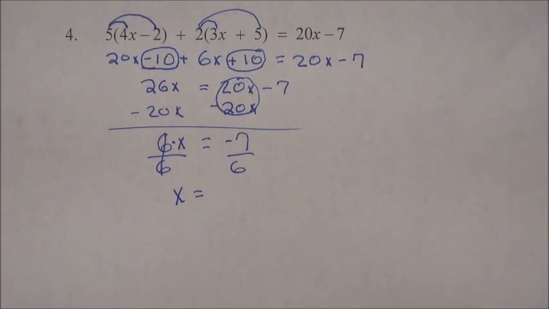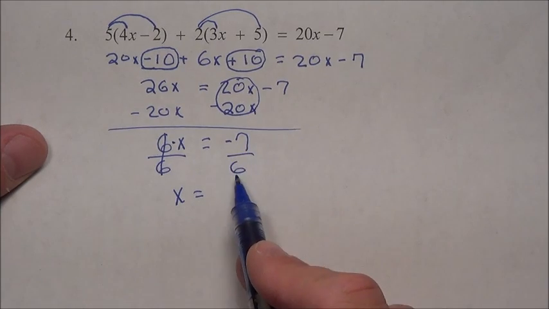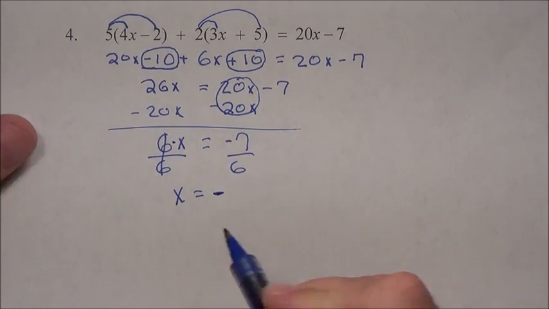X is equal, and you're like, oh, I don't know what to do. It doesn't go nicely and pretty. It's not like 12 divided by 6. It's 7. Now, a negative divided by positive, we know the answer is going to stay negative.